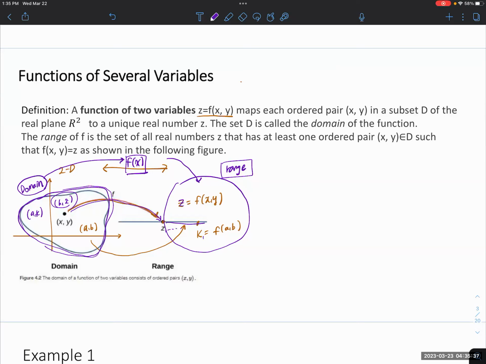So it's just a similar domain and range. So here the set D, as I mentioned, is the domain of the function, and the range of f is the set of all real numbers z that has at least one ordered pair, right? So we're going to talk about this relationship more and more. We're going to expand this knowledge into three-dimensional or multiple-variable systems, okay? So I just showed you the basic idea, the function of two variables, including x and y. So let me show you the example, okay?